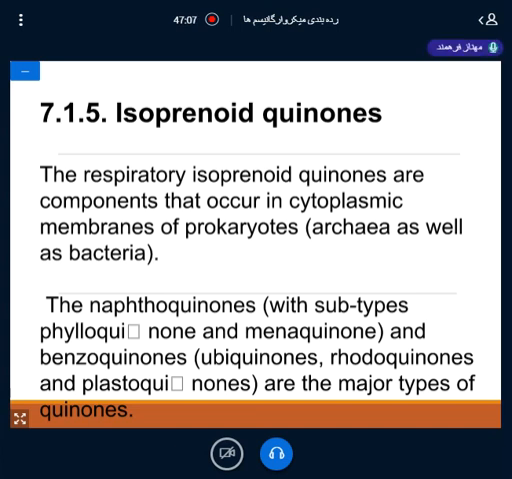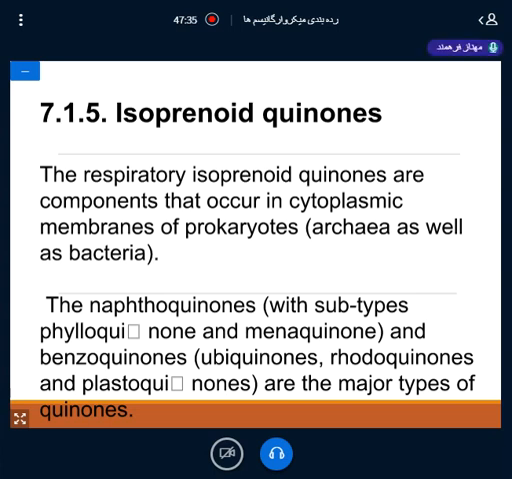The respiratory isoprenoid quinones are components that occur in the cytoplasmic membranes of prokaryotes, archaea and bacteria. So we can see isoprenoid quinones in both archaea and bacteria together.